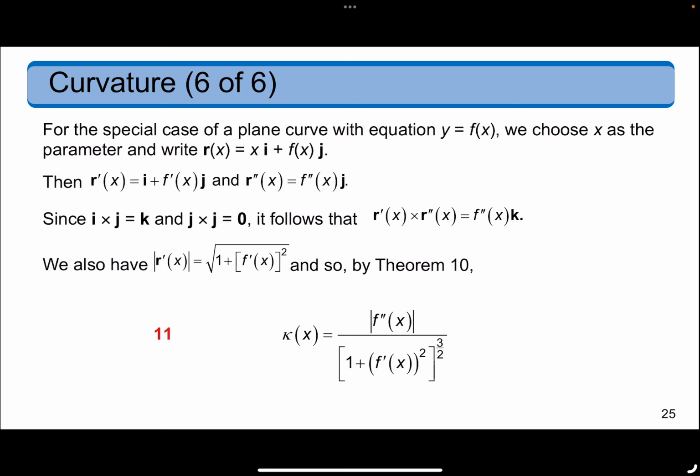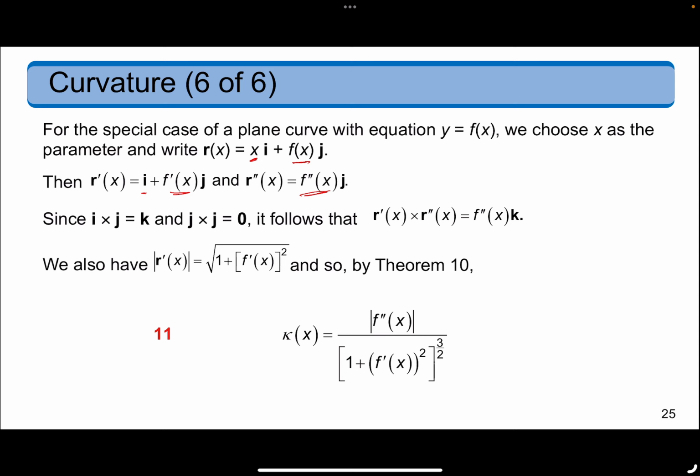So for the special case of a plane curve with the equation y equal to f of x, we choose x as a parameter and write r of x equal to x i plus f of x j. So we differentiate this. The derivative of x is 1, and the derivative of f of x is f prime of x. Differentiating it a second time, we will have f double prime of x.